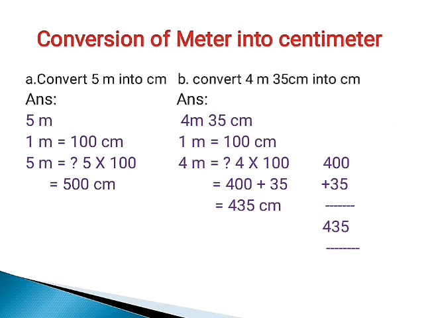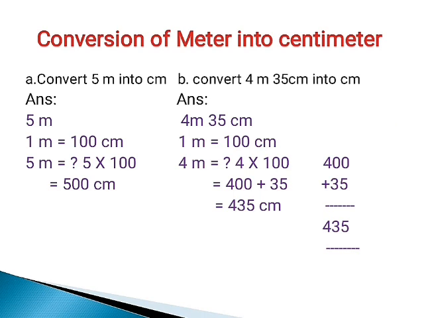That is what we wrote as a question mark. Now what should we do? We should do the cross multiplication. That is 5 into 100. So 5 into 100 is equal to 500 centimeter. Understood? Again I'll say. Now they given the first sum is 5 meter.